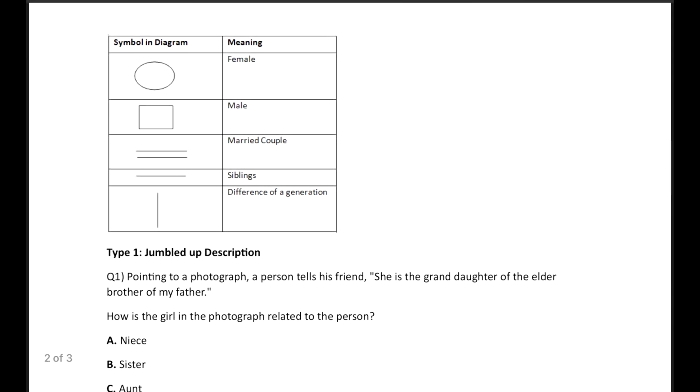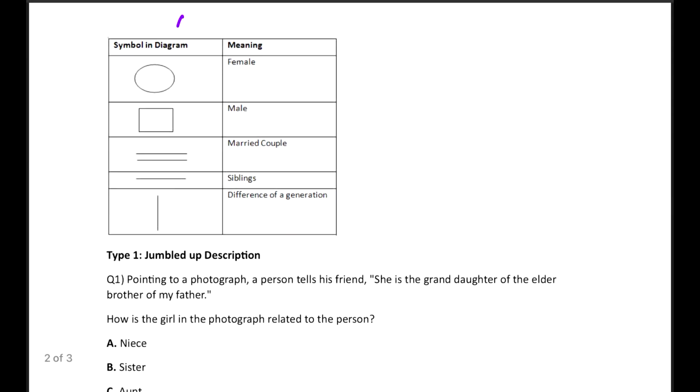Now moving on to what I use. This is a general convention, not fixed. It's not the case that every time you see a circle it's a female only. It is one drawing convention which I use, so that if you follow my convention, my drawings will be clearer to you. Whenever I denote a female, I'll use an oval. A married couple will be two horizontal lines, siblings one, and a difference of generation one vertical line.